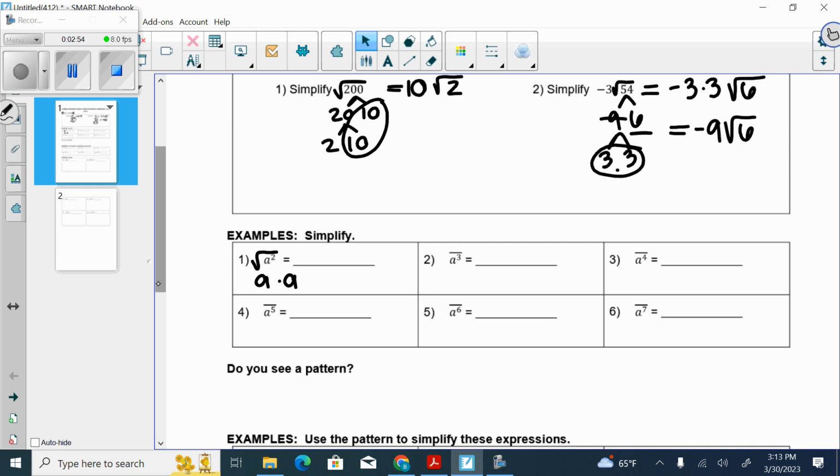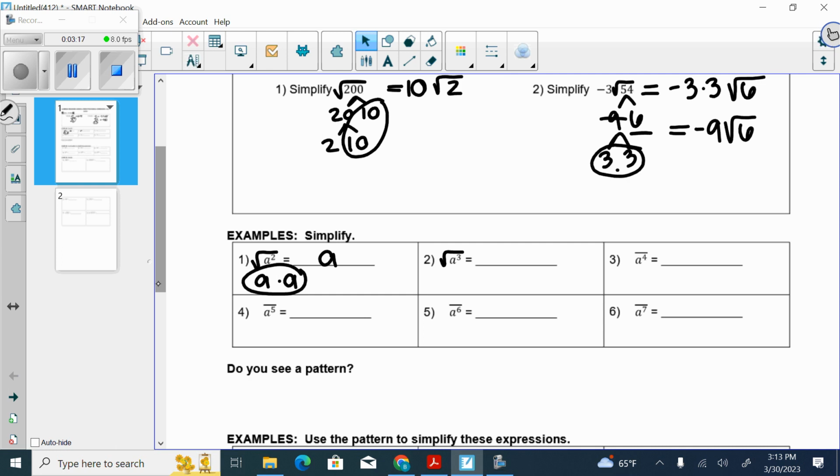So how many a's did we just come up with? A pair, right? And if I find a pair, what do I get to do? Take it out. So I take out an a. Were there any leftovers with no pair? No, so it's just a. All right, here we've got the square root of a cubed.